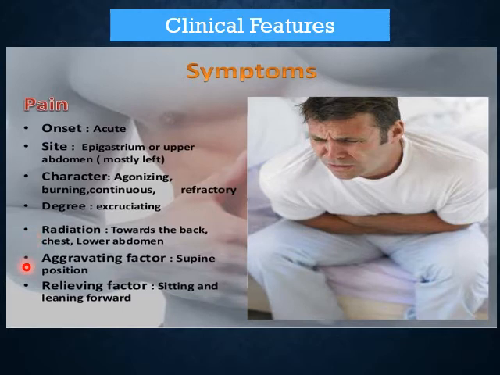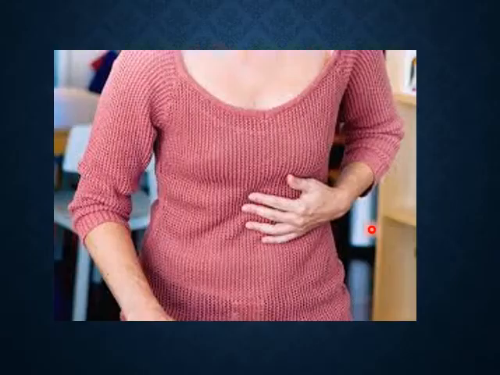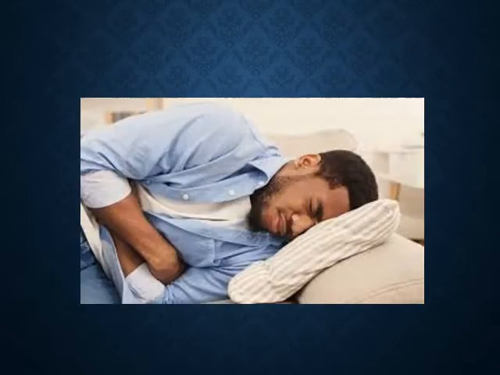An aggravating factor is the supine position; the patient is unable to lie supine or refuses to lie down to be examined. And the relieving factors are sitting up and leaning forward, as shown in this picture. Leaning forward to relieve, and applying pressure to his upper abdomen to relieve the pain a bit. Here another patient, upper epigastric pain more on the left side. Patient bends forward to relieve the pain.